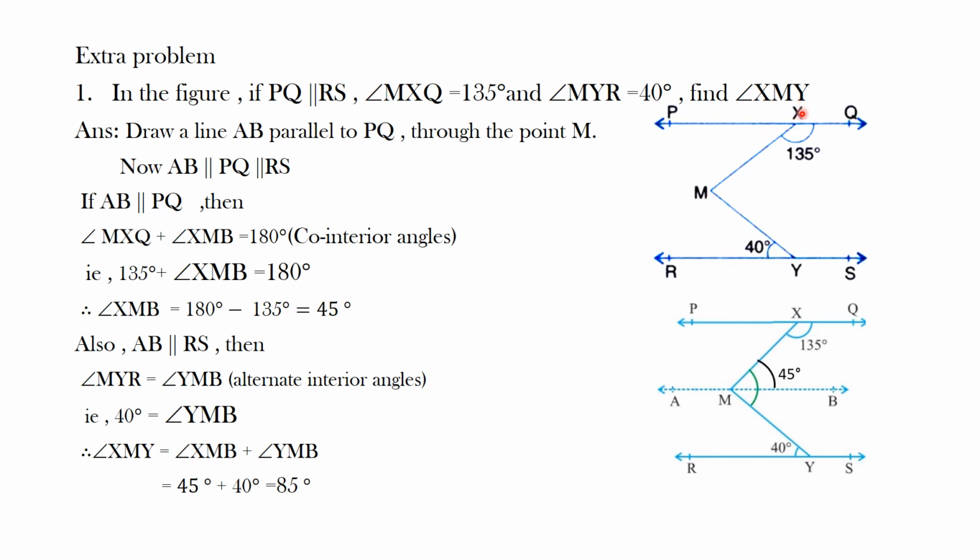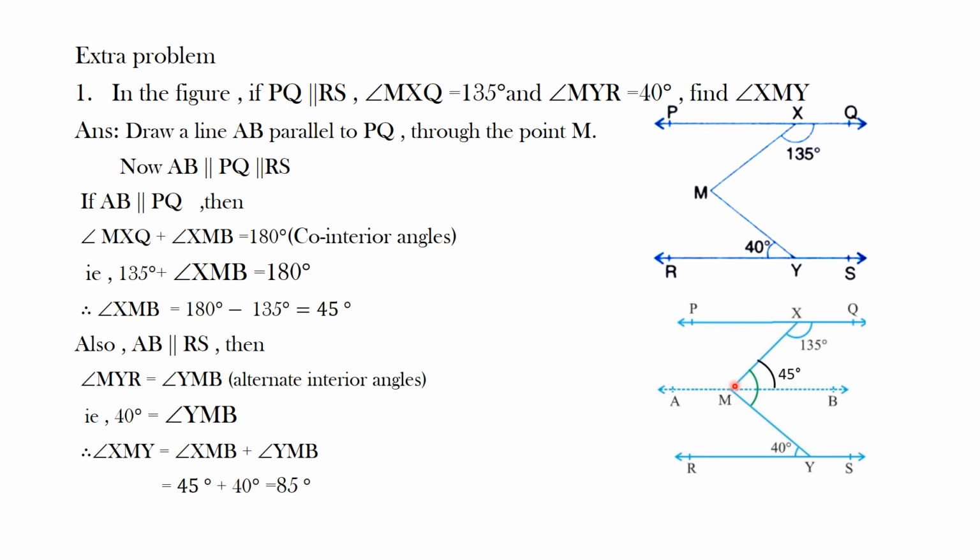To find the angle XMY, we need a construction. That is, we are going to draw a line AB which is parallel to PQ and RS through the point M. So here we can see the line AB which is parallel to PQ as well as parallel to RS. Now consider PQ and the line AB which are parallel.